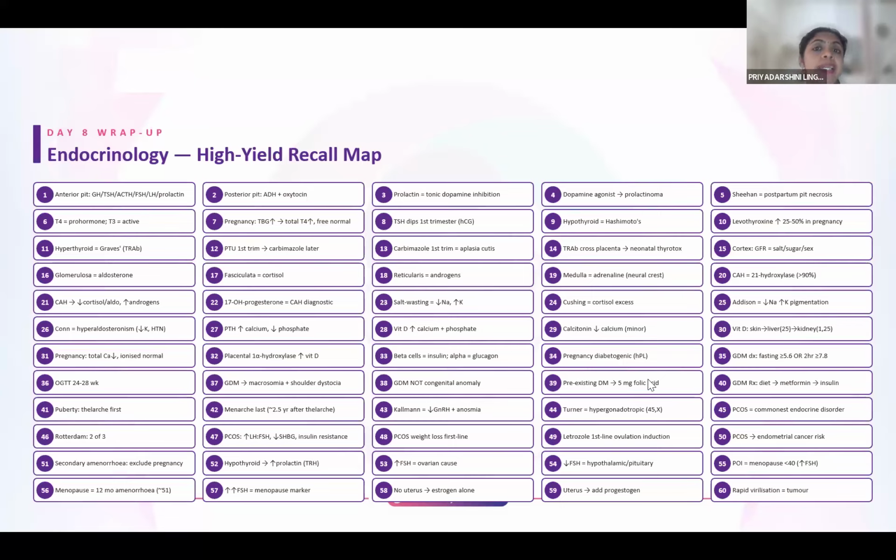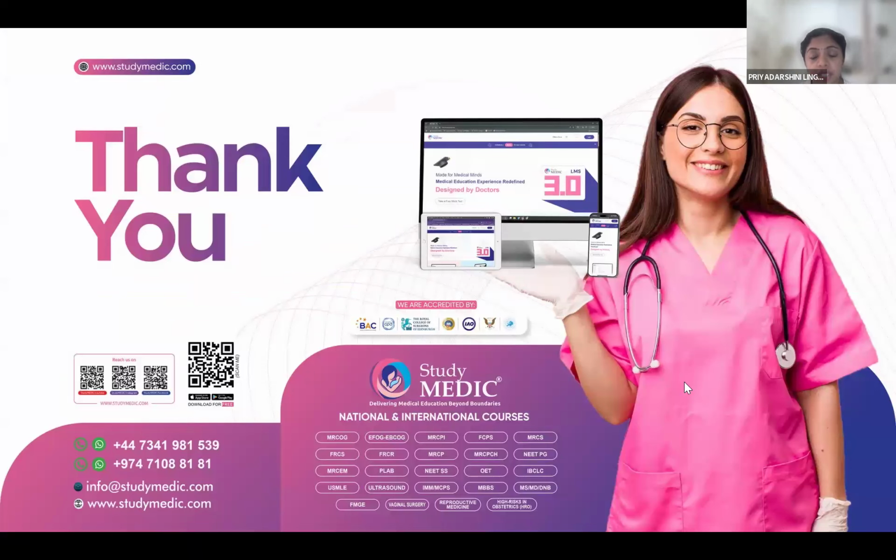Importance was given to precocious puberty, delayed puberty, amenorrheas, and hyperprolactinomas. Apart from that, PCOS: how do you diagnose PCOS? How do you manage PCOS? These were the key areas we tested. Last, we saw menopause: how do you diagnose menopause and how are you going to deal with hormone replacement therapy? These are some core areas we saw today, and these are some high yield topics of endocrinology which you can have a look at. And with this, we conclude today's session.